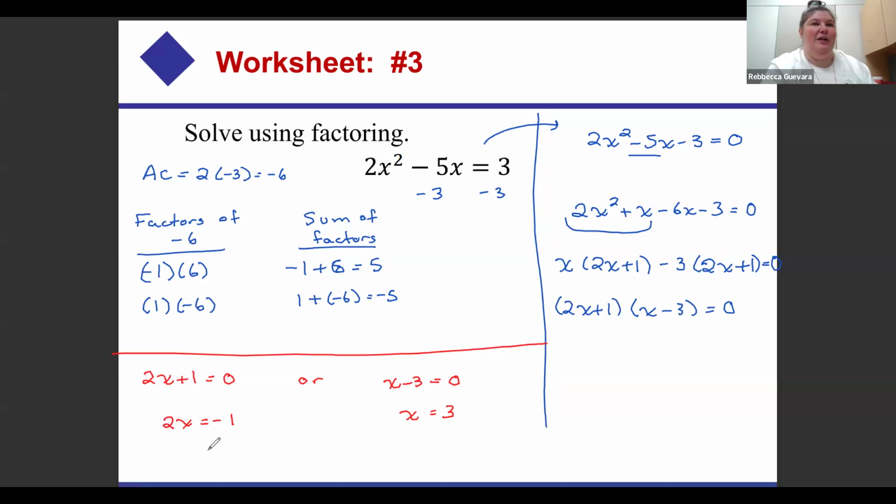Here, if we're solving for x, we're going to get x is negative 1/2. So I have two solutions. Again, my solutions are either x is negative 1/2 or x is 3.